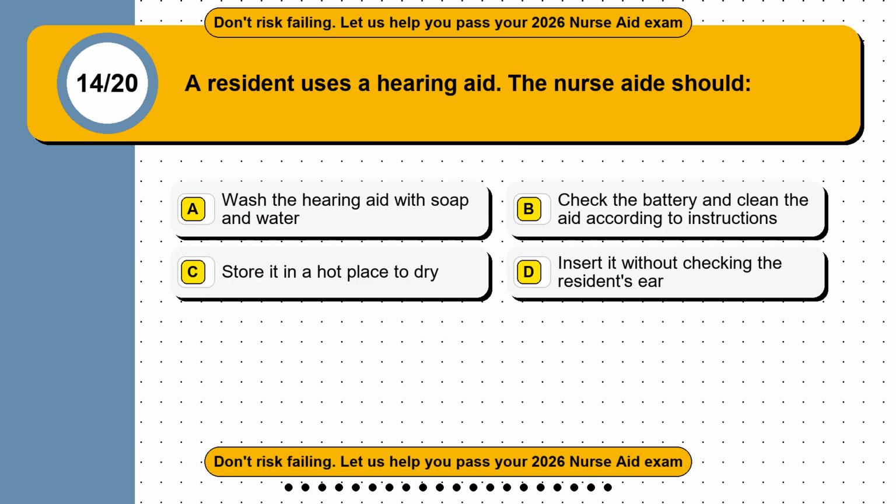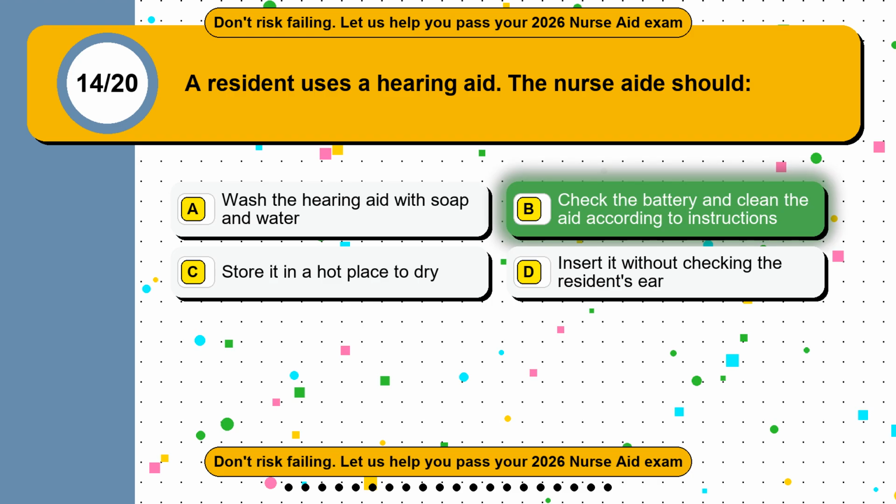Question 14. A resident uses a hearing aid. The nurse aide should: Option A, wash the hearing aid with soap and water. Option B, check the battery and clean the aid according to instructions. Option C, store it in a hot place to dry. Option D, insert it without checking the resident's ear. The correct answer is option B, check the battery and clean the aid according to instructions.